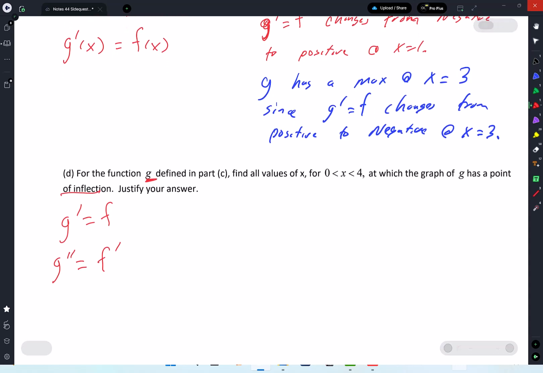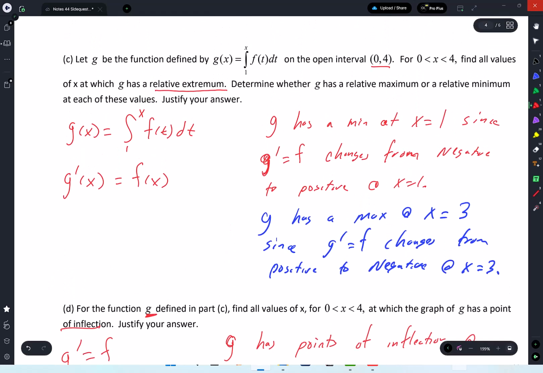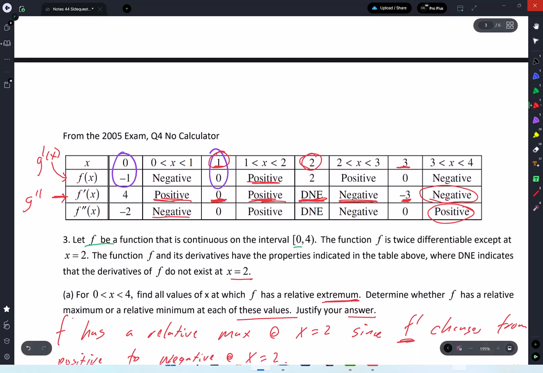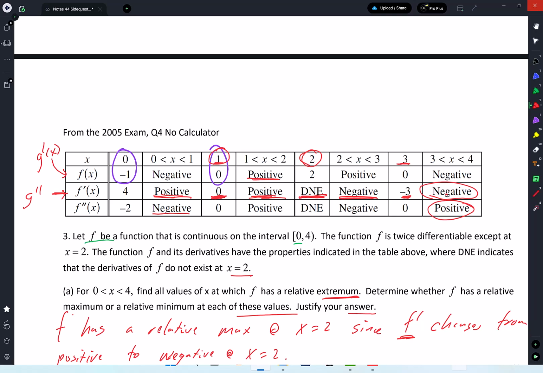Here we go, guys. G has points of inflection. We haven't even looked at the table, huh? So this one right here, that's g prime prime. Positive, 0, positive, does not exist, negative. As long as it's changing signs, that's all that matters. So there it is, and then negative, negative. So it just has one. Positive, positive, negative. Yep.